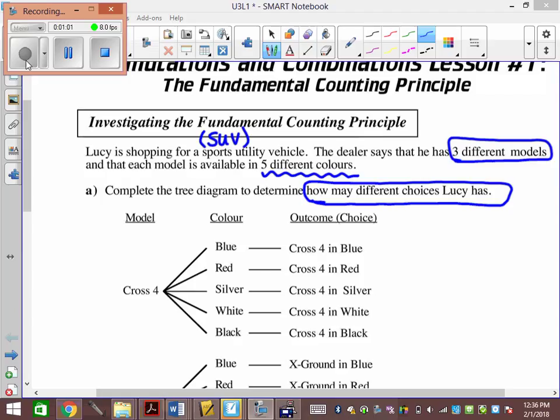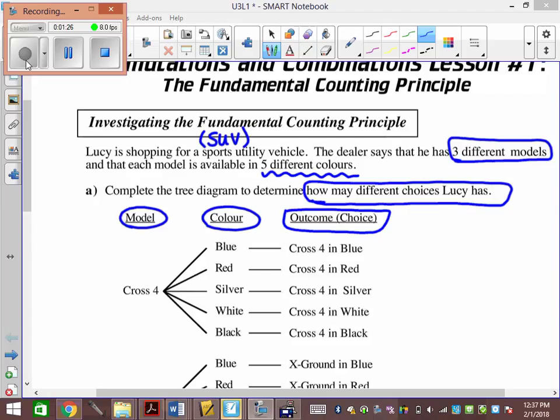Okay, so you always put the title at the top. So at the top we have model. Our other option is color. And then our last thing is, what are the choices that she has? That's what we'll do. So if there were 3 parts, say it was a robot you were building, and there's a top and a middle and a bottom, you put the top, the middle options, and the bottom. So you always list the options along the top.